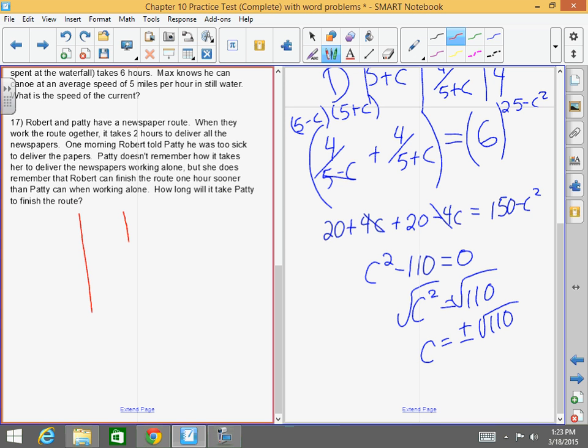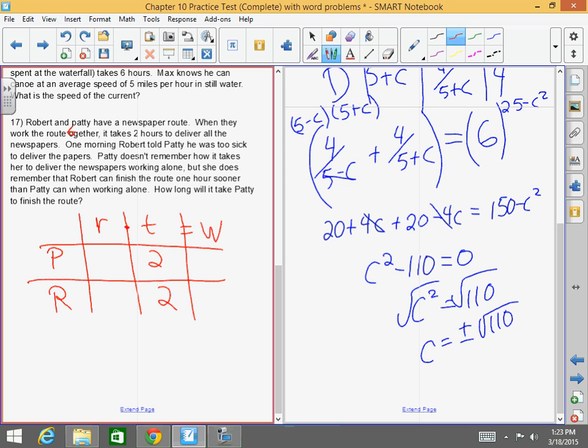Anyways, so I'm going to set up my table here. Rate times time equals work. Okay? You with me here? Okay. We got Patty and we got Robert. It says here that when they work the route together, it takes 2 hours to deliver all the newspapers. So when they're working together, it takes 2 hours.